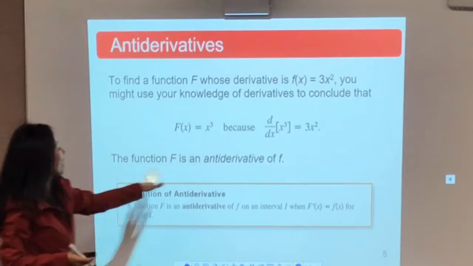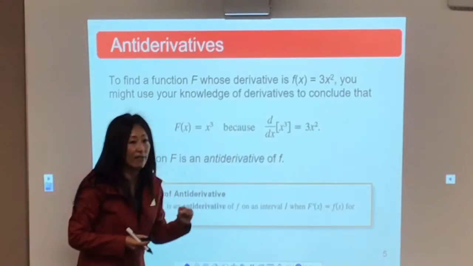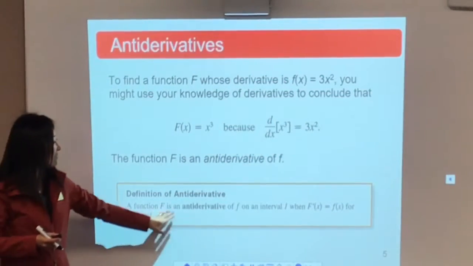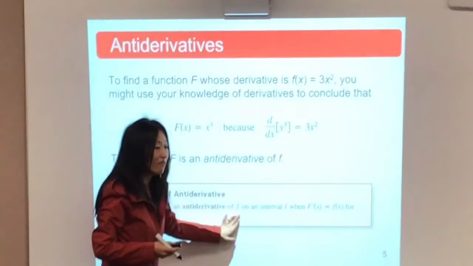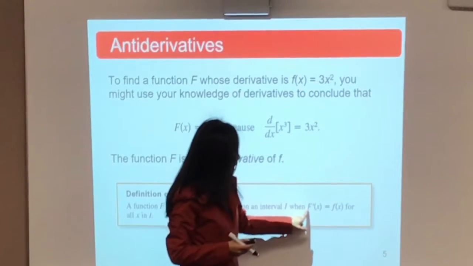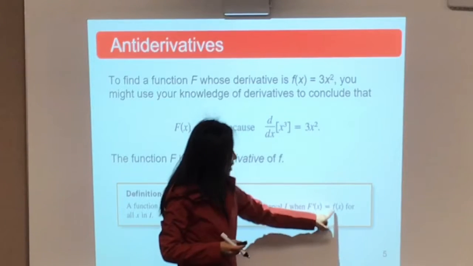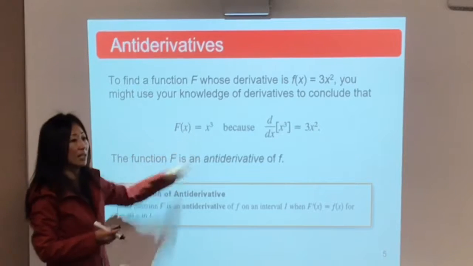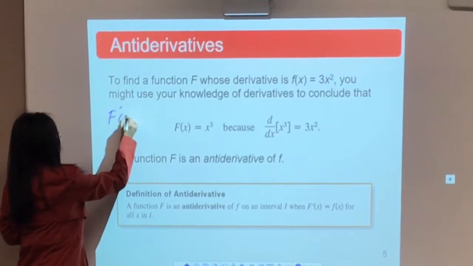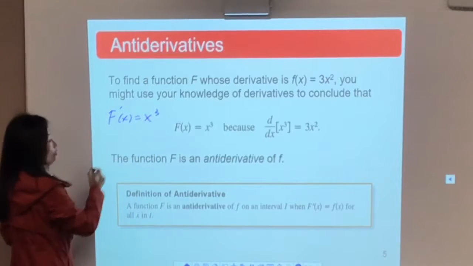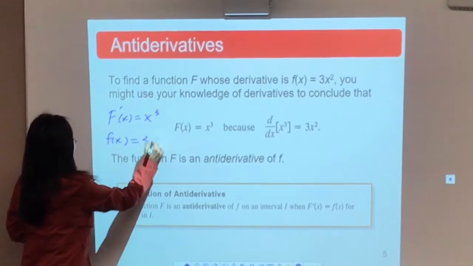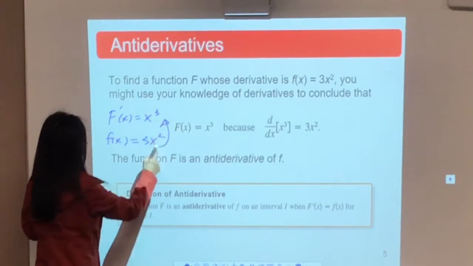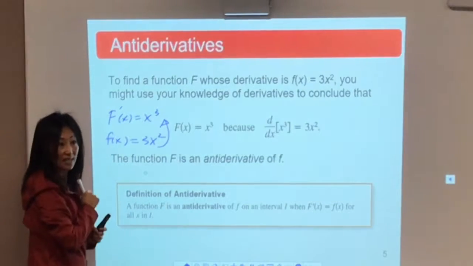All right, so function F is an antiderivative of small f. So this is your definition. Definition of antiderivative: a function F is an antiderivative of f on an interval I when F prime of x is equal to f of x for all x in I. So this is the same thing. If you take the derivative of this, you get 3x squared, isn't it? So if I want to go back this way, then you get that one.